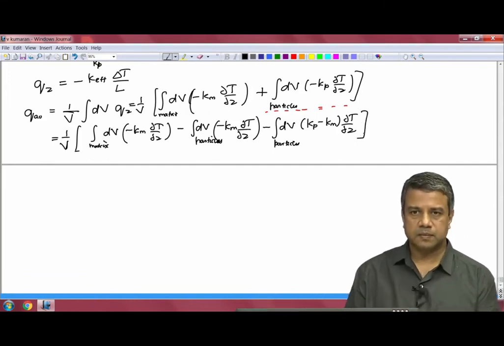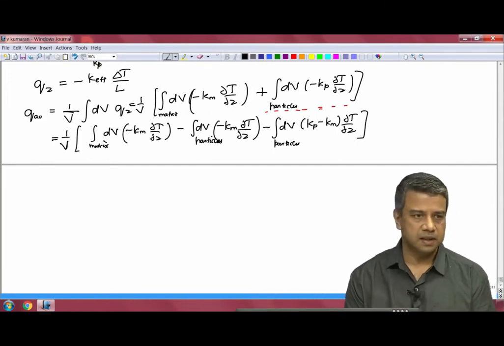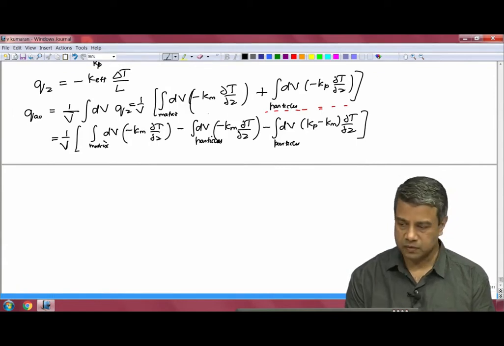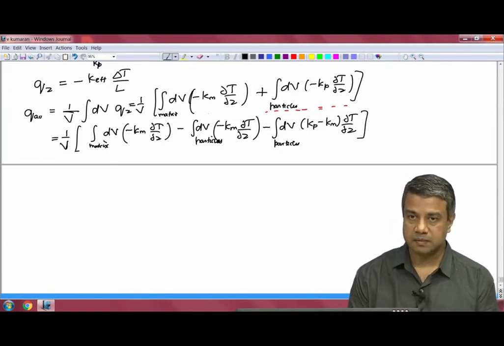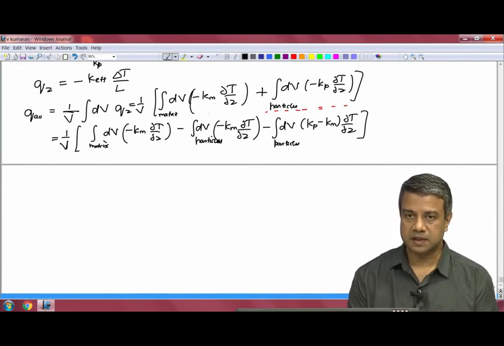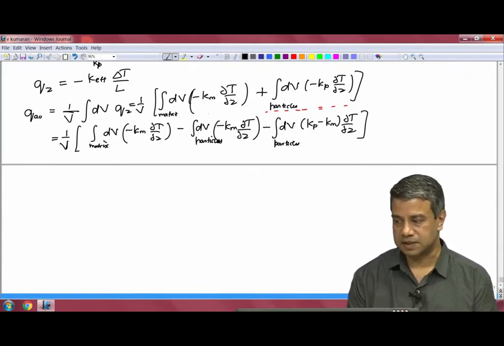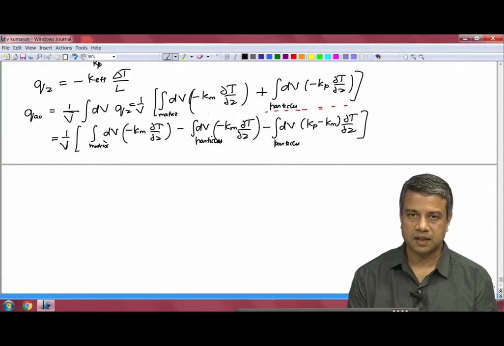So, this integral over the particles of minus Kp times the temperature gradient, I have written as a sum of two parts: minus Km times the temperature gradient, minus (Kp minus Km) times the temperature gradient. You can see the factor of Km times the temperature gradient will cancel out in both cases, and it will reduce to what I had in the line above.